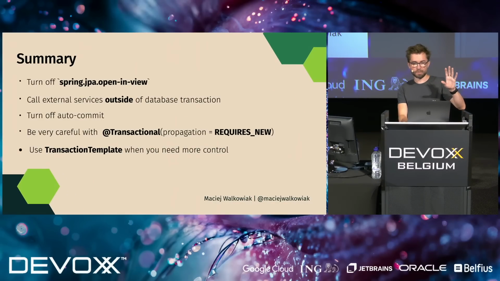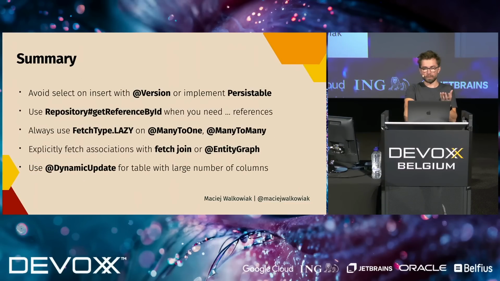So to summarize this part, we need to remember about this open session in view and about the auto commit. Make sure that we call the transactions fully, call the external services outside of the database transactions and also not occupy the database connection. Avoid this requires new and use transaction template whenever you need it. On the mapping side, avoid this select on insert. Remember that there is something like get reference by ID. Always set the fetch type lazy. Be explicit about what we are fetching.